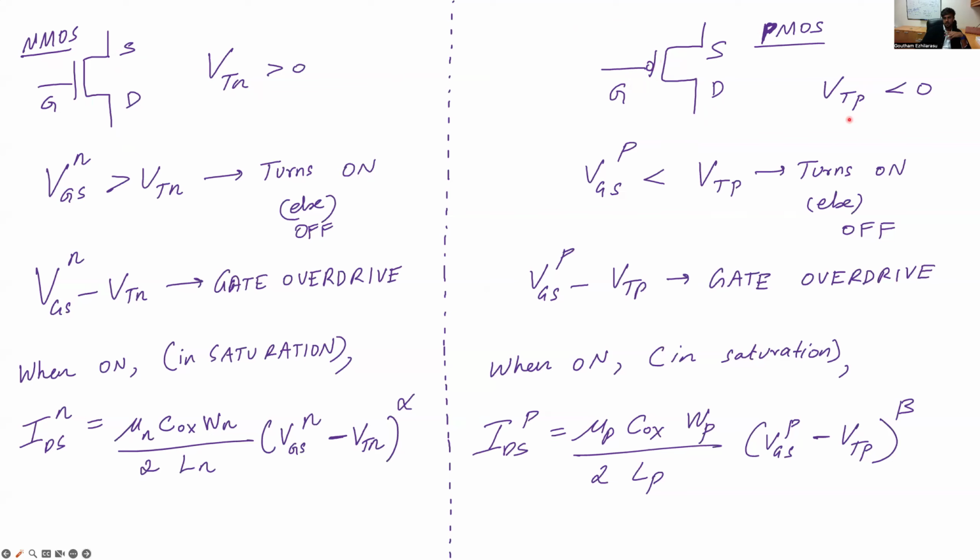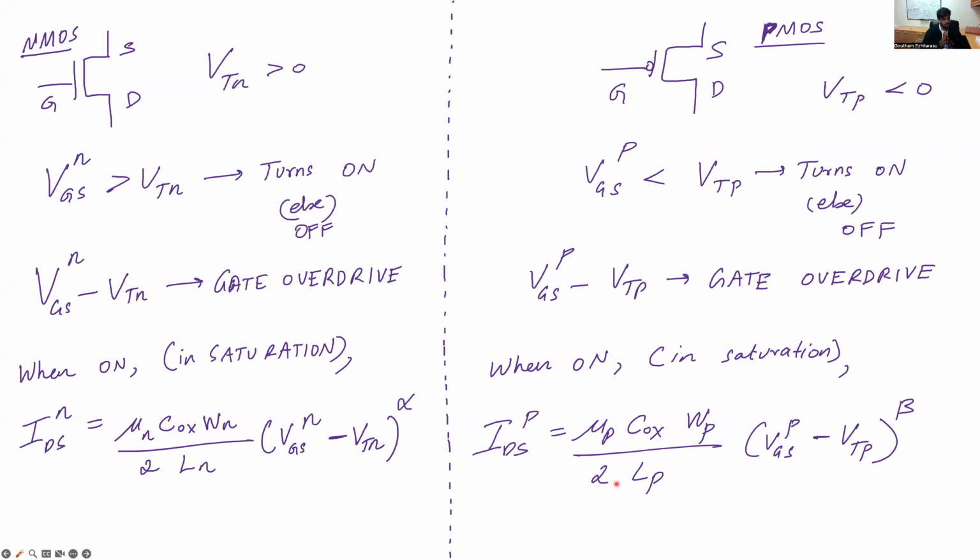And in this case, the threshold voltage is negative. As we discussed earlier, when VGS for the NMOS is greater than the threshold voltage, it turns on. Similarly for the PMOS, when the VGS of the PMOS is more negative than the negative threshold voltage of the PMOS, it also turns on. And we have already talked about the gate overdrive and the current between the source and the drain when the transistor operates in the saturation region.